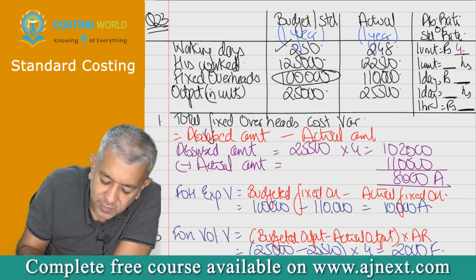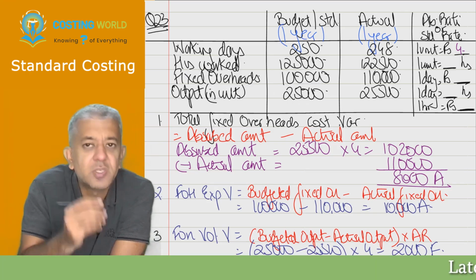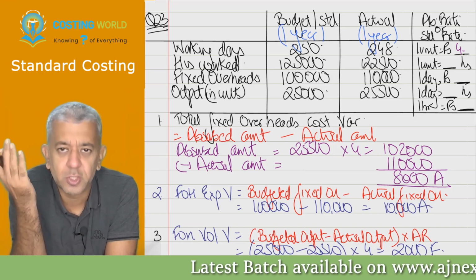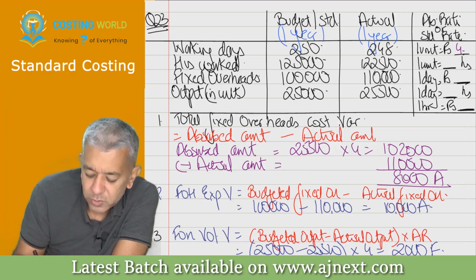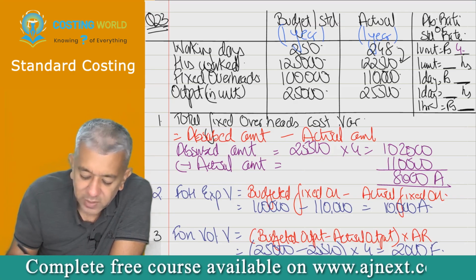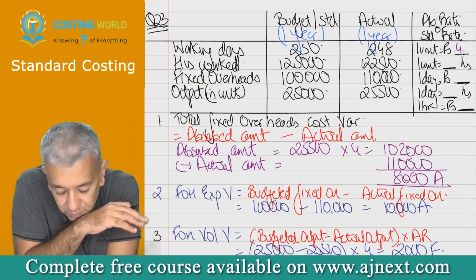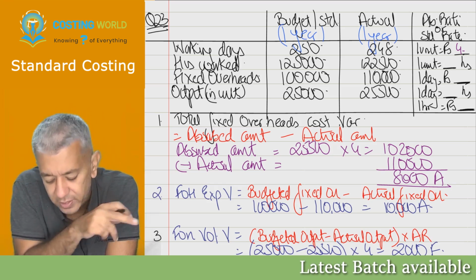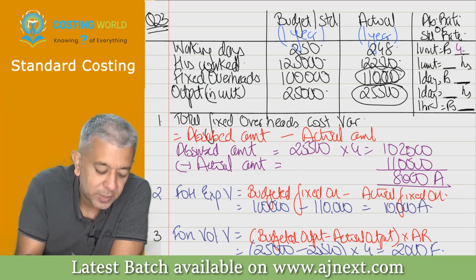This much fixed overheads will get incurred, this much output will get produced. But in reality, say workers were on strike for 2 days, or the local trains in Mumbai were on strike, so we closed down the factory for 2 days. So the factory only opened for 248 days. In 248 days, all the workers combined came to the factory and worked for 122,500 hours only. Fixed overheads was this much, and output in this case was this much.